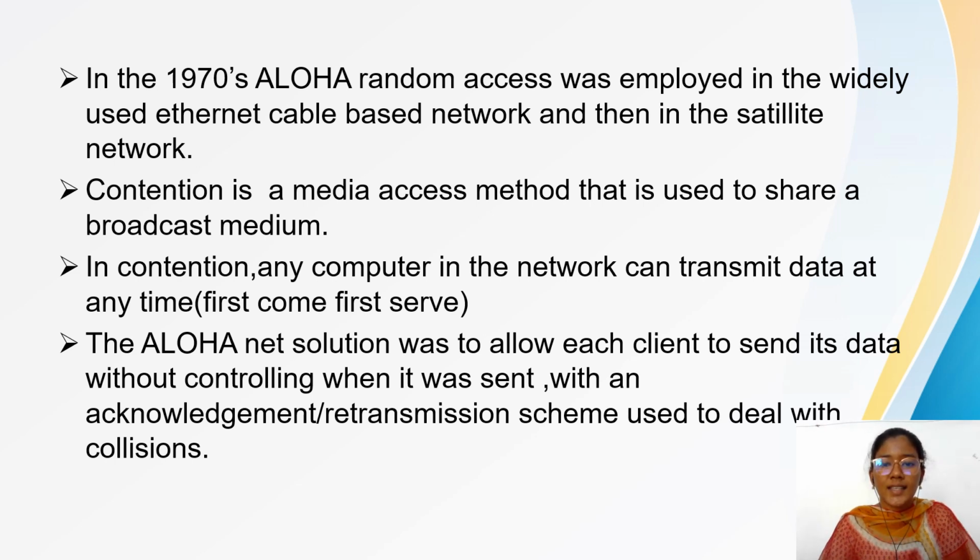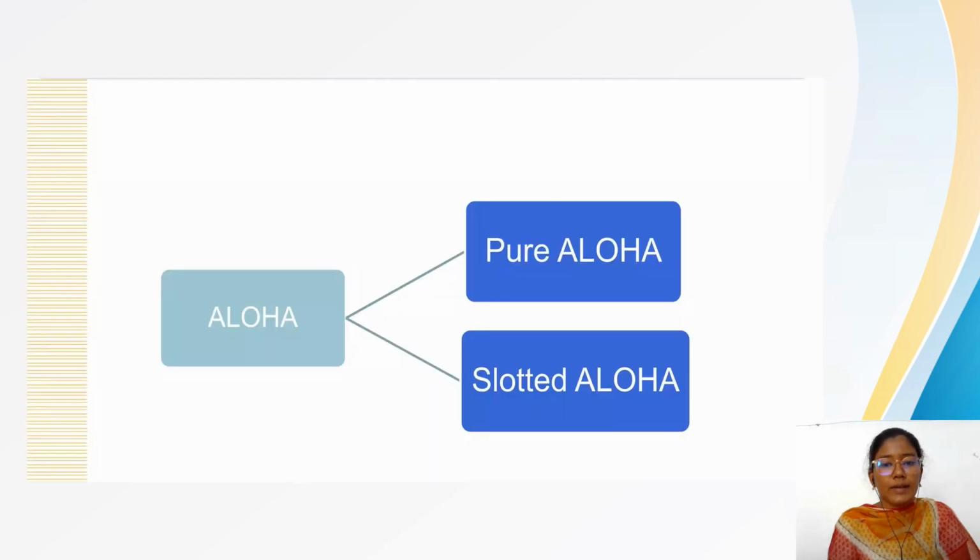Contention is a media access method that is used to share a broadcast medium. In contention, any computer in the network can transmit data at any time. That is on the basis of first come first served. The ALOHAnet solution was to allow each client to send its data without controlling when it was sent, with an acknowledgement or a transmission schedule used to deal with collisions.